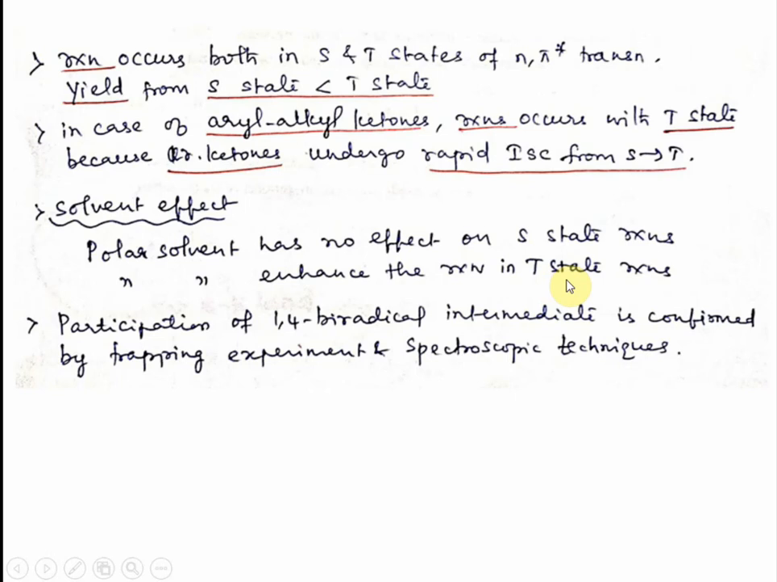If the reaction occurs at triplet excited state in presence of polar solvent, the rate of the reaction will be increased. We can measure the rate of the reaction in absence and in presence of polar solvent. The rate of the reaction will be greater in presence of polar solvent if the reaction takes place in triplet excited state. So polar solvent has no effect on singlet excited state reactions, and polar solvent enhances the rate of the reaction in triplet state reactions. Participation of 1,4 biradical intermediate is confirmed by trapping experiments and spectroscopic techniques.